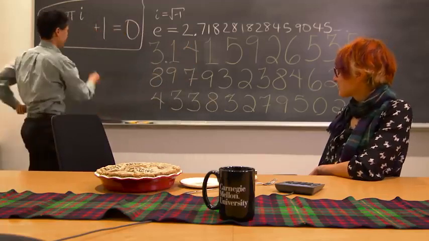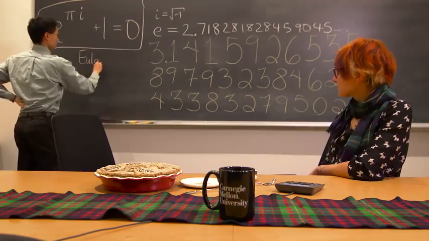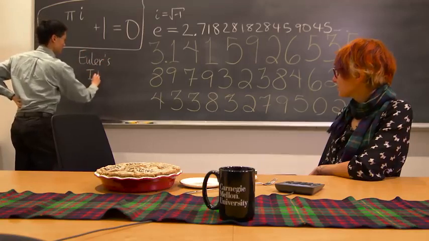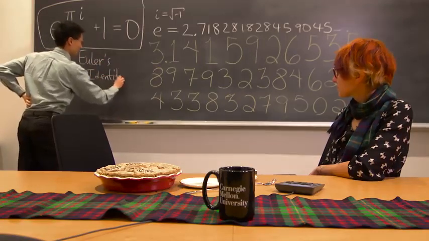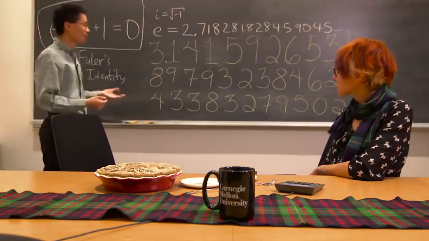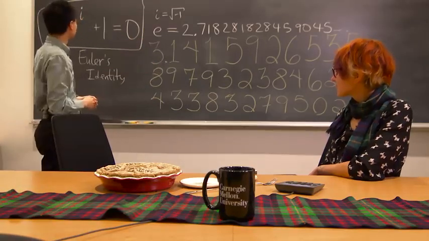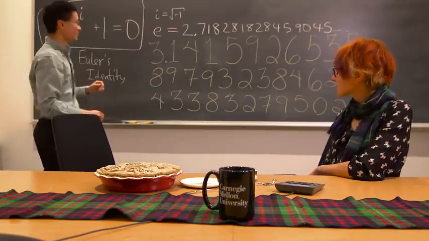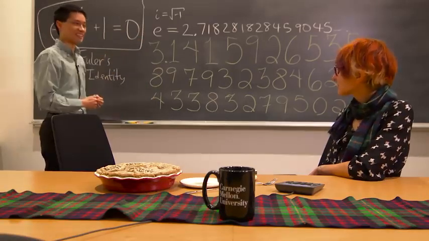And this has a name. It's called Euler's identity. And it is actually the most beautiful equation in math because it combines all of these different constants together. There's your pi there, but suddenly the pi got joined with all these other ones.